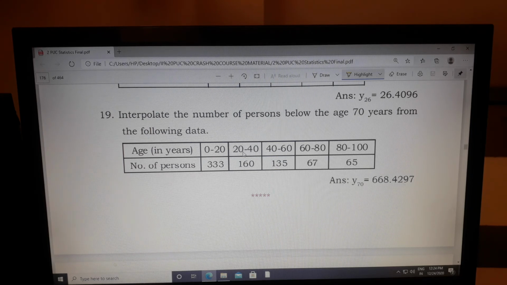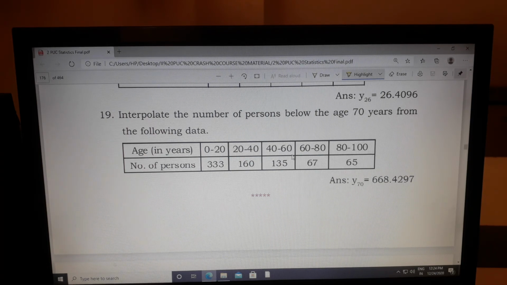Up to the fourth leading difference you calculate: y equals y naught plus x into delta naught 1 plus x into x minus 1 by 2 factorial into delta naught 2 plus x into x minus 1 into x minus 2 by 3 factorial into delta naught 3 plus x into x minus 1 into x minus 2 into x minus 3 by 4 factorial into delta naught 4. Substitute all the origin values of y naught, delta naught 1, delta naught 2, delta naught 3, delta naught 4 after converting this to a less than cumulative frequency table, because the question is asked for below, less than kind. So the table has to be converted to less than kind.